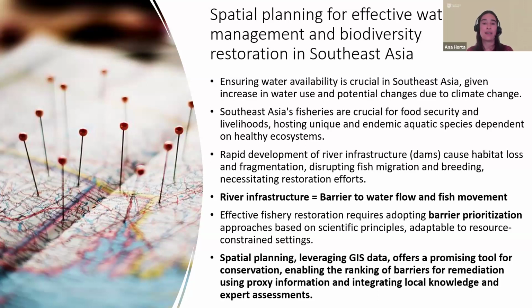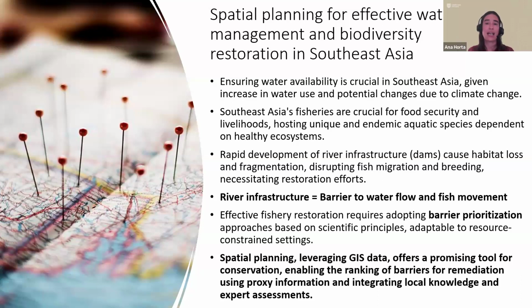And we were aware that there's a rapid development of new river infrastructure wanting to be built. And there's also a lot of infrastructure that probably needs some rehabilitation of some sort. Keeping in mind that when we talk about river infrastructure, we're actually referring to barriers to water flow and fish movement, what we want to do is to restore water availability and, most importantly, the presence of fish species by adopting a barrier prioritization approach. So which barriers should we act on first and which barriers are causing more damage to the river system?